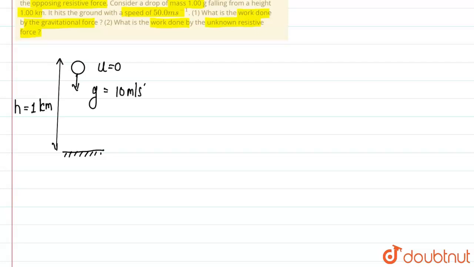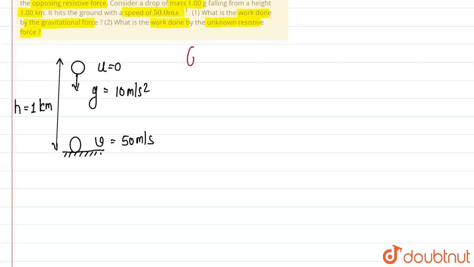So first we will see the diagram to understand this question more easily. Here we can take this is the height, that is 1 kilometer from the ground, and when the raindrop is at the maximum height, we can take its initial velocity will be 0 and it is falling under the influence of gravity, so we can take g equals 10 meter per second square, and its final velocity they have given as 50 meter per second.